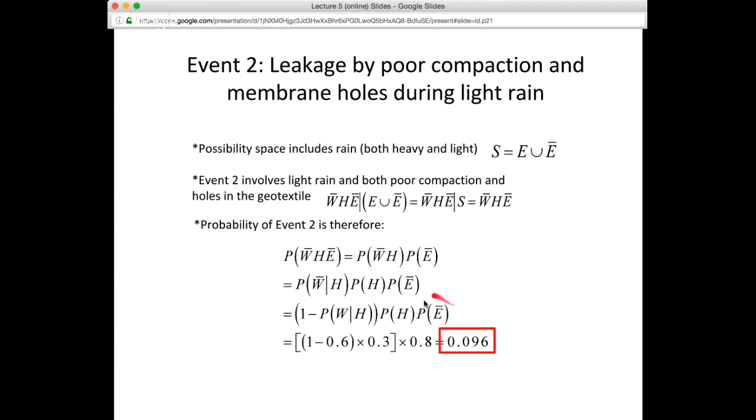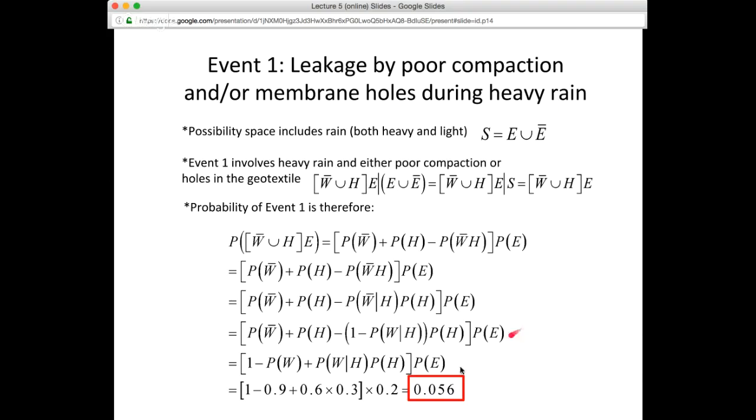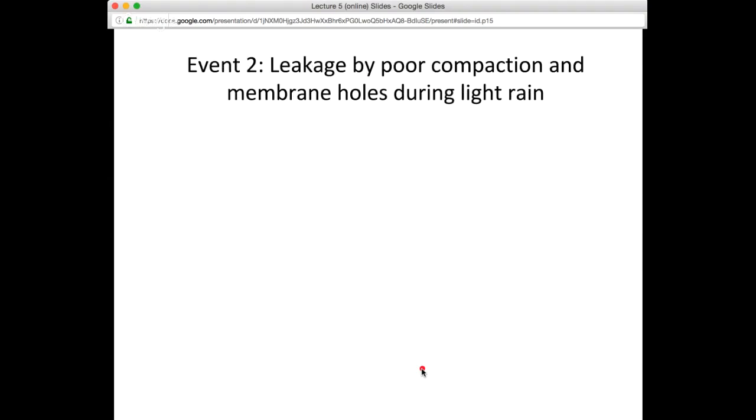And then we can deduce the probability of light rain as the complement of the probability of heavy rain. The probability of heavy rain is 20%, and so the probability of light rain is going to be 0.8. When we multiply all those out, we get 0.096, so about 9.6%. That's interesting, actually. The probability of event 2 is 9.6%, which is a bit higher than event 1. Let me go back quickly to see what event 1 was. Yeah, 5.6% for event 1. And that's in part due to the fact that we have light rain a lot more often than we have heavy rain.